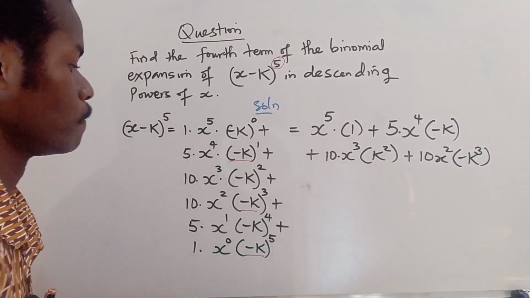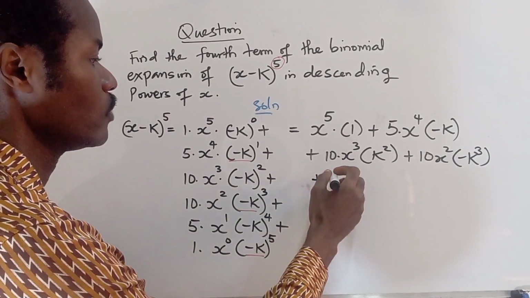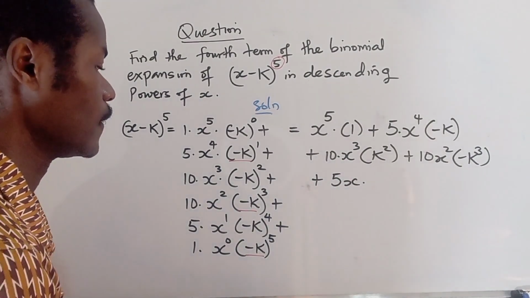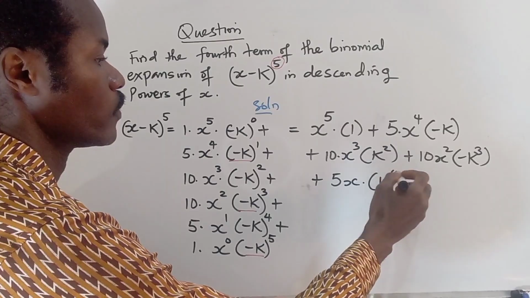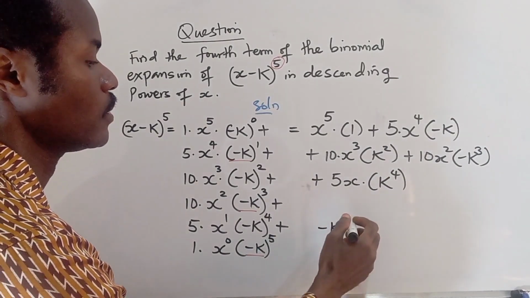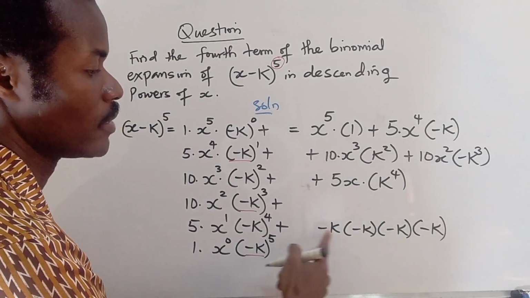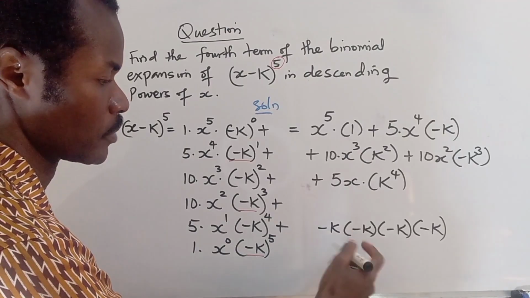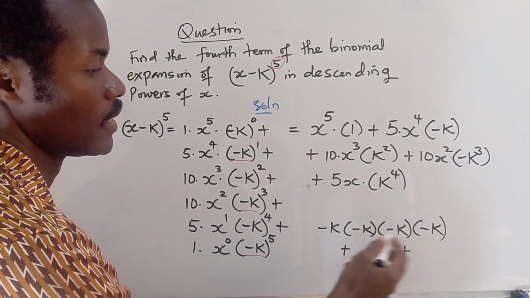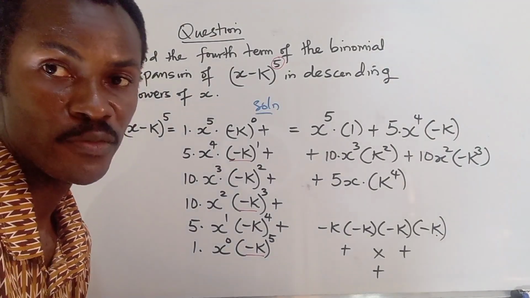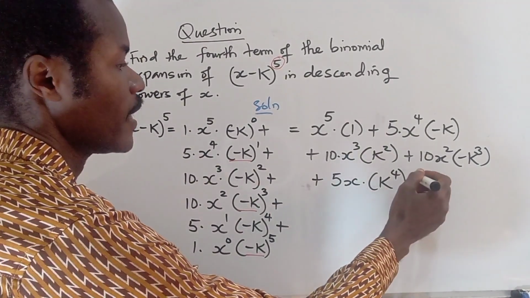Okay? So the next is plus, we have 5 times x raised to the power of 1, which is still 5x. Now, minus k raised to the power of 4 is going to give us k raised to the power of 4. Why? Because we have minus k multiplied by minus k multiplied by minus k multiplied by minus k. Minus times minus is plus, so this is plus, minus times minus is plus, and this time this is plus. k times k times k times k is going to give us k raised to the power of 4.